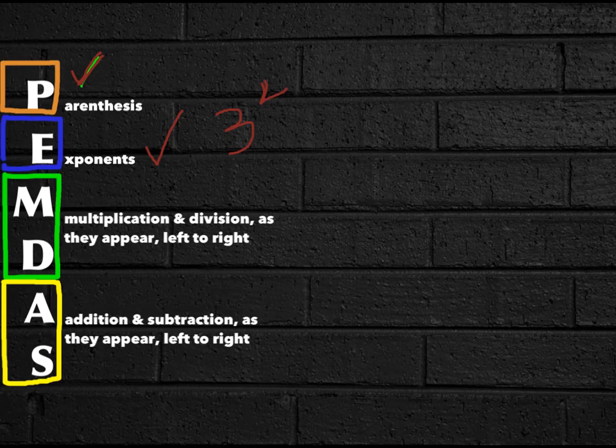Now, you've seen exponents before. A good time you might see exponents is when you have like 3 to the 2nd power. That would be an exponent. Next, you're going to do multiplication and division as they appear left to right. So it doesn't matter which one comes first between multiplication and division. It doesn't matter that you do multiplication first or division first. You do them in whatever order they appear starting on the left.